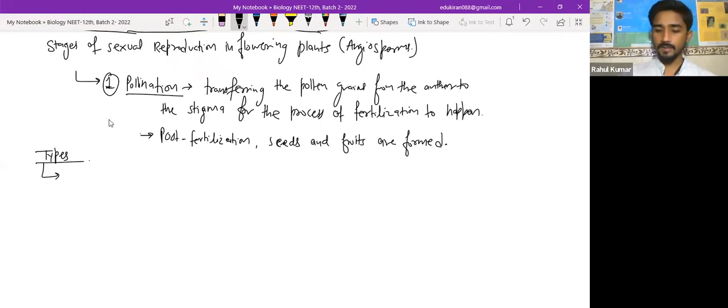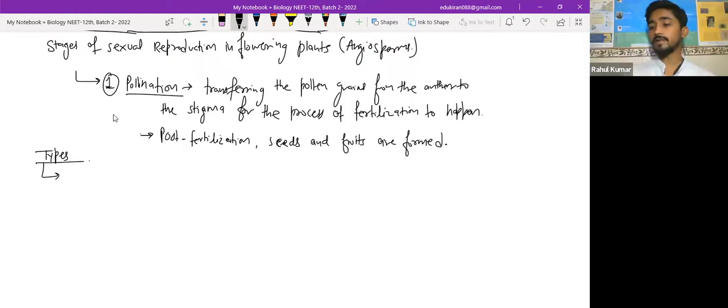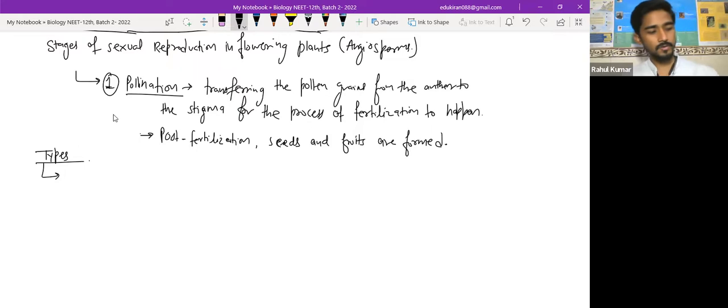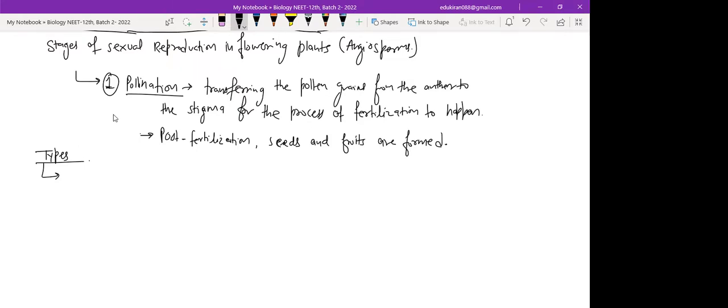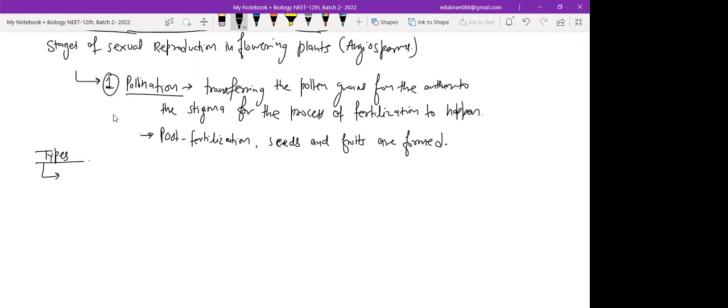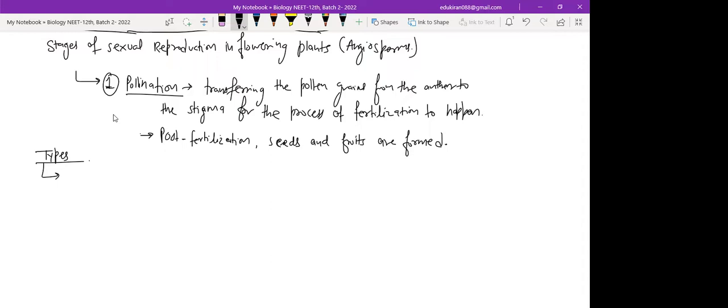Before going into types, what are pollinators? Those which help in pollination, what do we call them? We call them the agents. Now, can you give me some examples for pollinators? Wind, water, then insects, then birds. Wind, water, right? So do you realize that pollinators can be both living and non-living? So we call them biotic or abiotic pollinators.